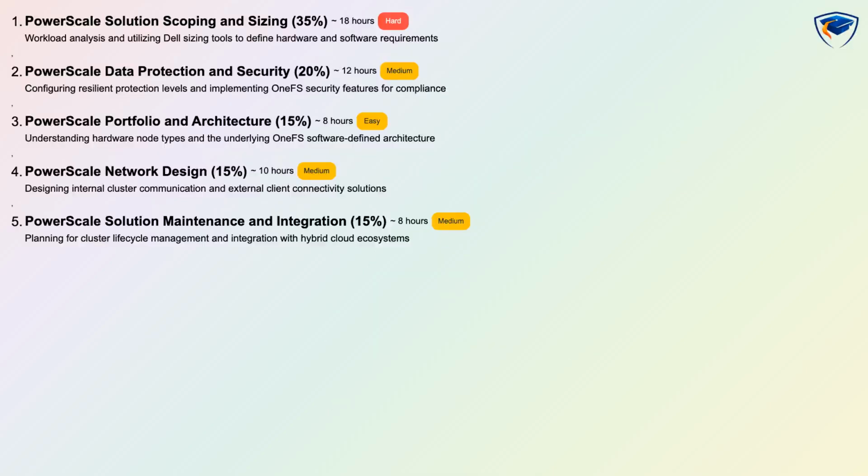Overview of the exam domains and their weights. PowerScale Solution Scoping and Sizing is 35%. PowerScale Data Protection and Security is 20%. PowerScale Portfolio and Architecture is 15%. PowerScale Network Design is 15%. And PowerScale Solution Maintenance and Integration is 15%. The exam combines scenario-based questions, conceptual understanding, hands-on assessments, and practical sizing tasks to validate real-world design skills.